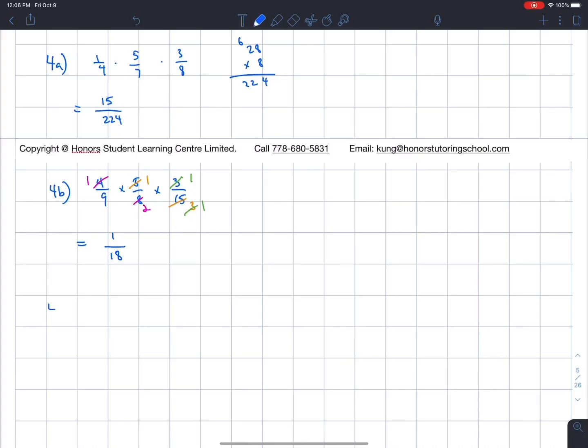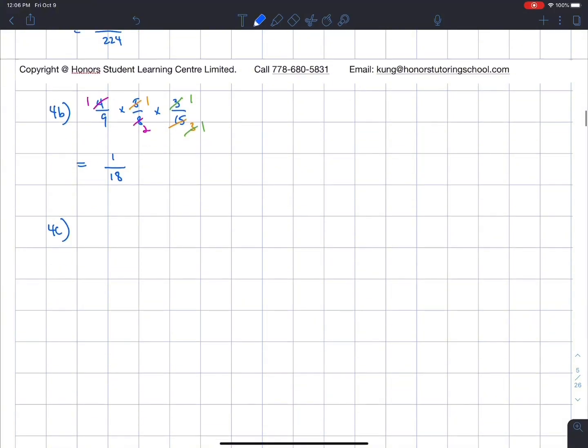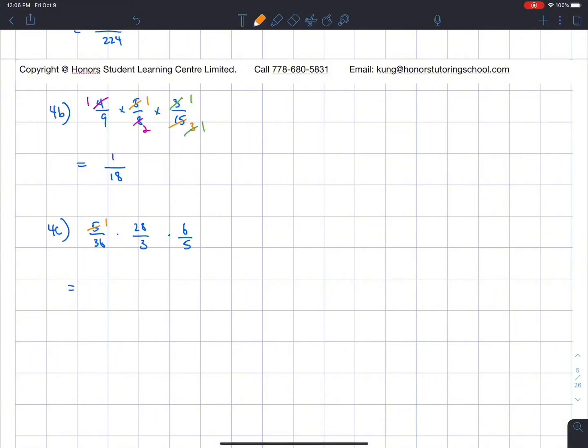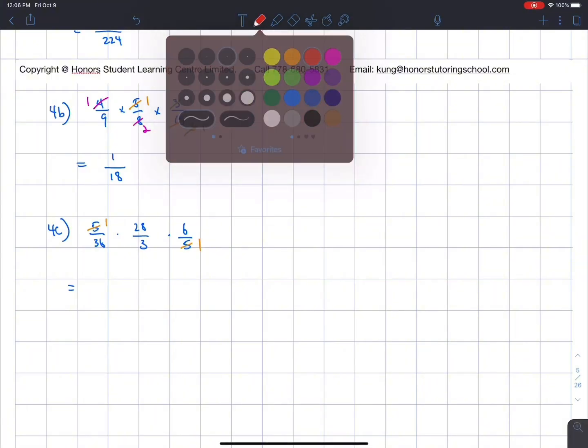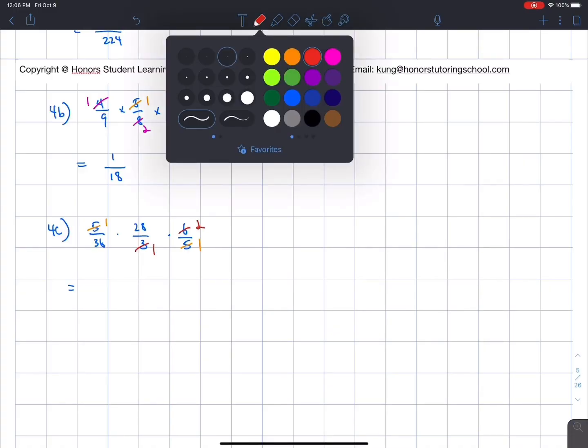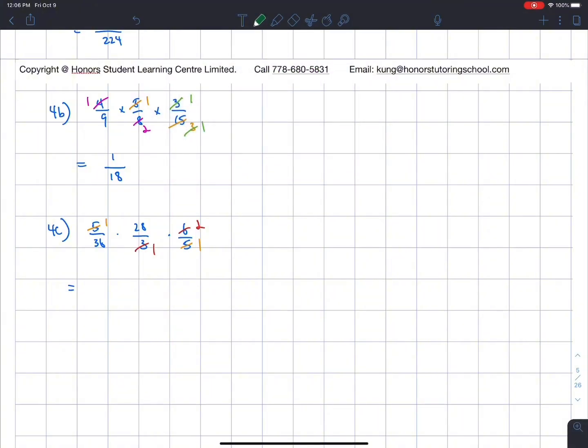And then for C, we have 5 over 36 times 28 over 3 times 6 over 5. So as soon as I see the like numbers, I will just cross them out. They just become 1. Divide this by 3 to get 1. Divide 6 by 3 to get 2. I can divide both the 28 by 4 and the 36 by 4.